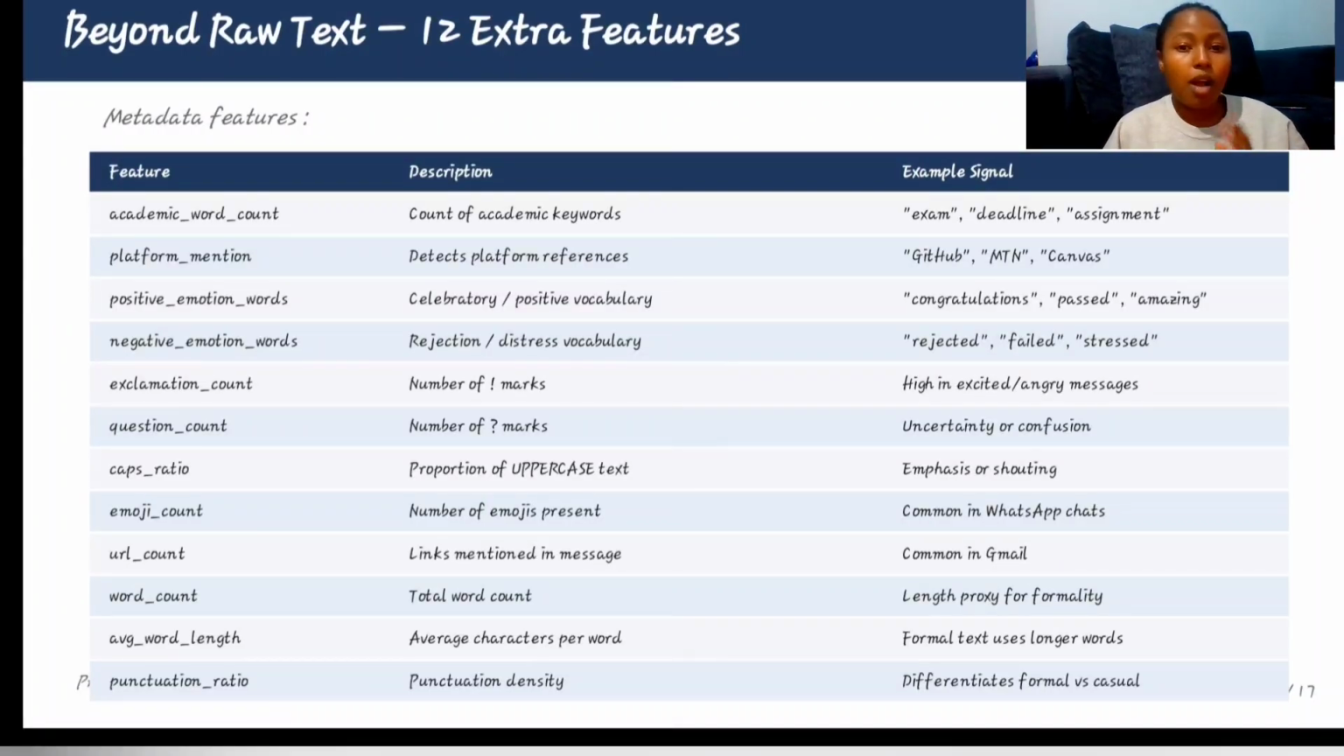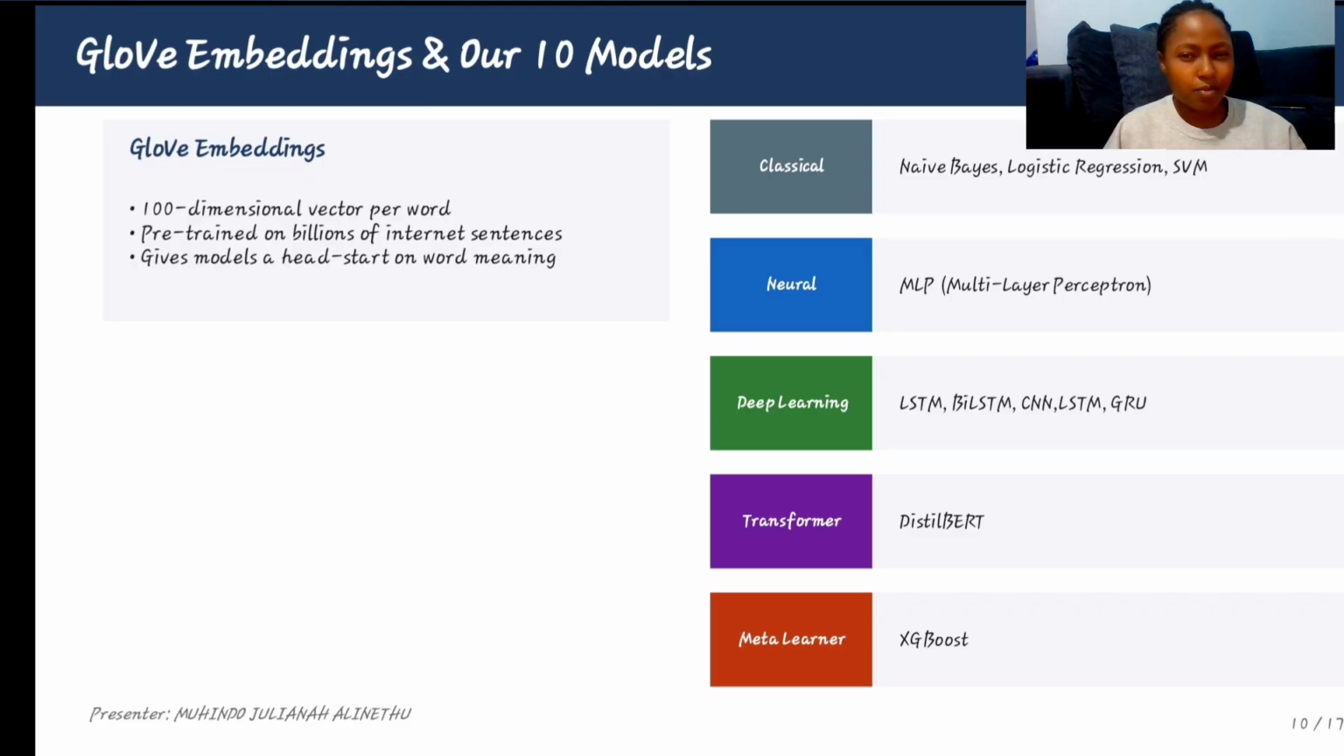Okay. Now, how does a machine understand words? We use GloVe embeddings, where each word becomes a 100-dimensional vector pre-trained on billions of sentences, so that words like failed and stressed are already understood as similar even before training. So we then built 10 models across 4 levels.